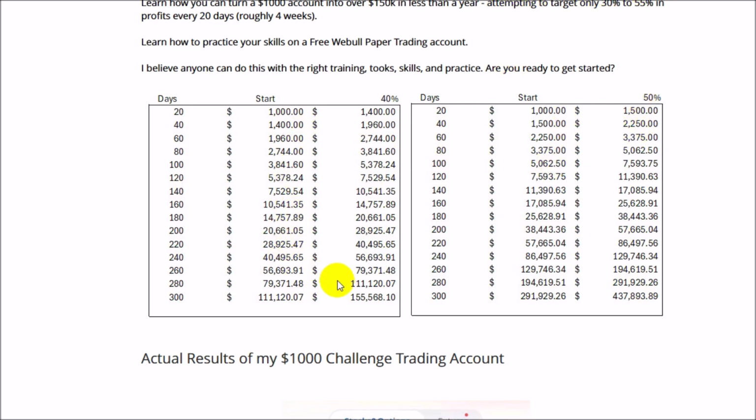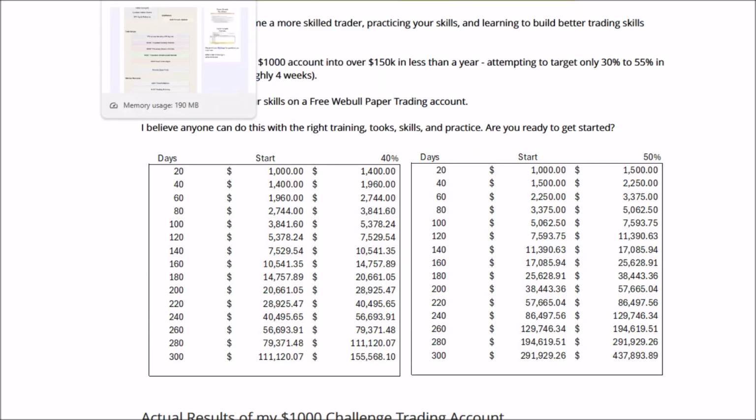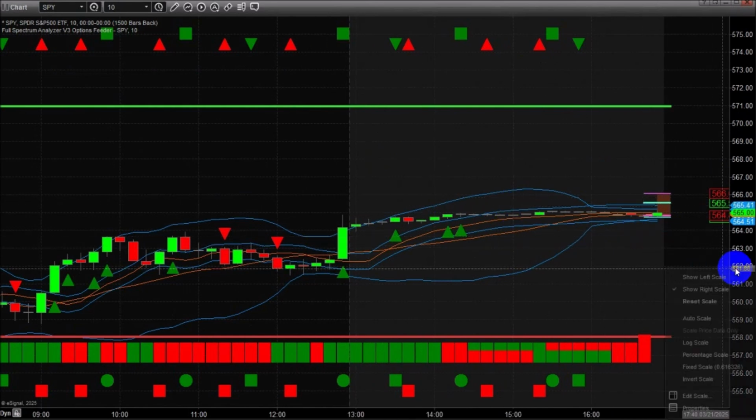You can have up and down weeks here. This is just basically 40% compounded on your total capital. So you do 40% on your total capital every month, every 20 days, 3 weeks, and you can make a small fortune. You literally can turn your life around if you learn how to do it, and that's what I'm trying to do.